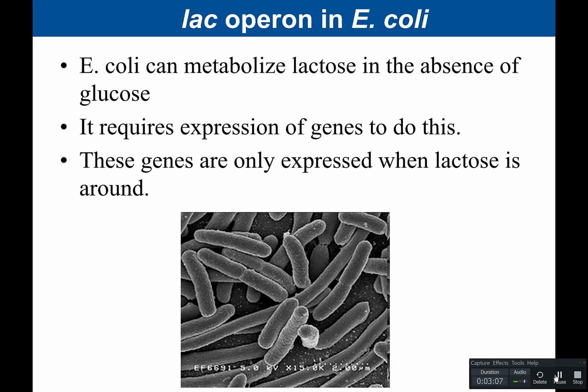Now, E. coli can metabolize lactose in the absence of glucose. So again, if glucose is present, E. coli is going to choose to use glucose as its first choice for food because glucose is a monosaccharide. However, if glucose is absent and lactose is present, E. coli can then metabolize the lactose.